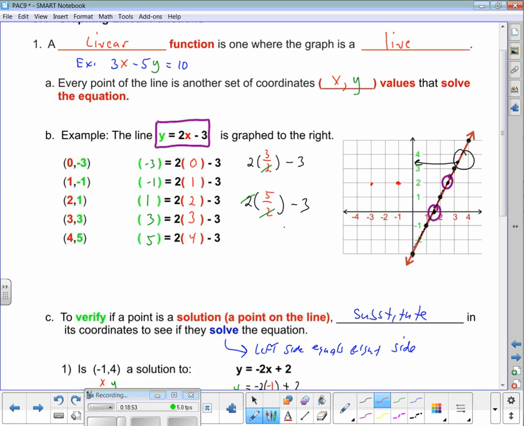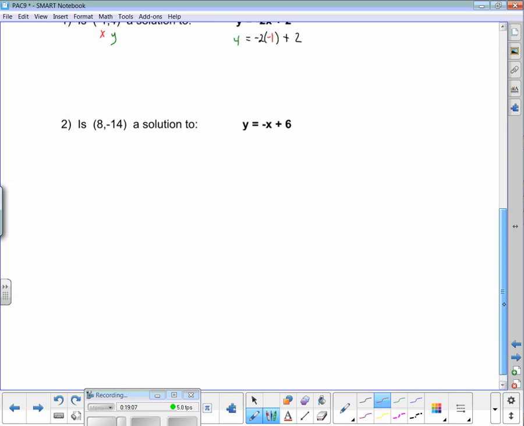Is that a point on the line? No. If you put its coordinates in, you won't get a true equation. You can even get close. Is that a point on the line? No. If you put in its coordinates, you will not get a true equation. However, any point on the line, you will get a true equation.